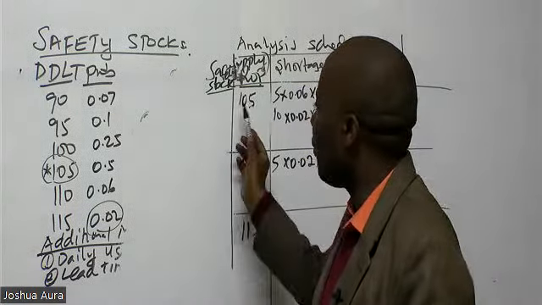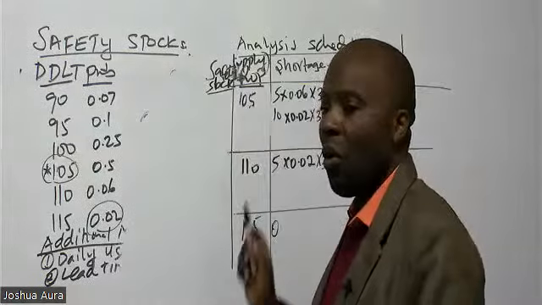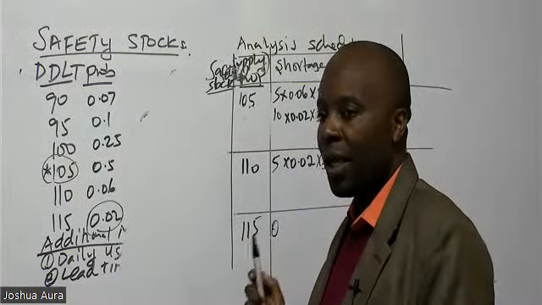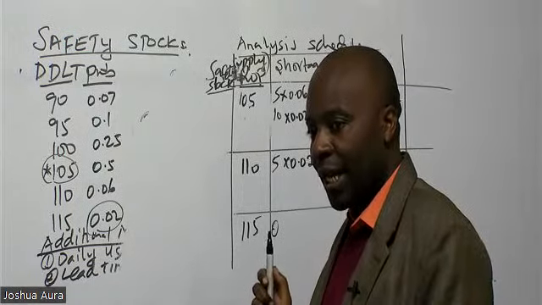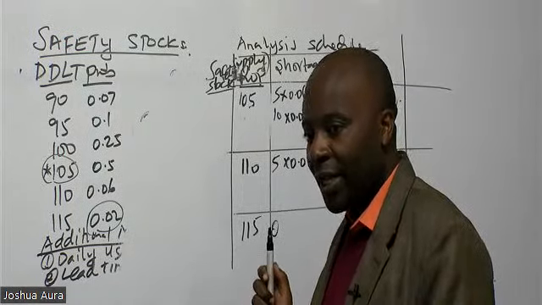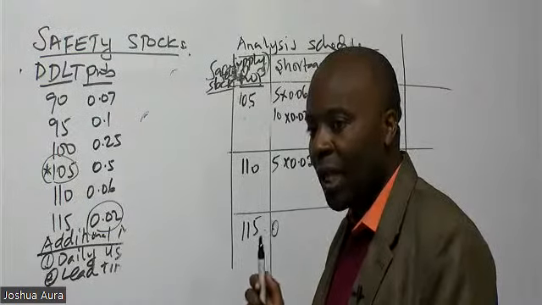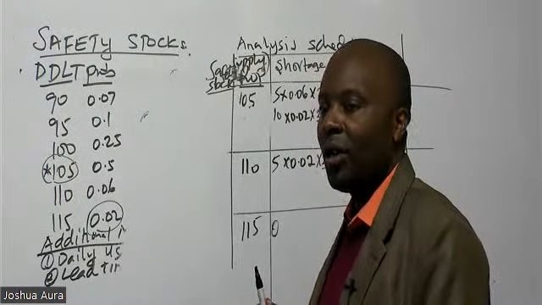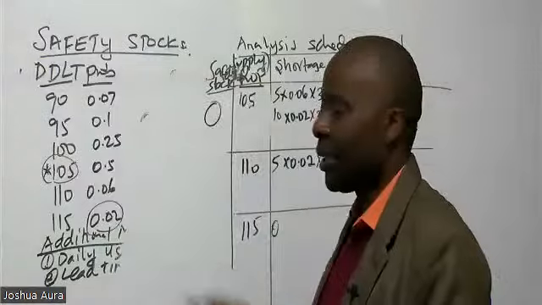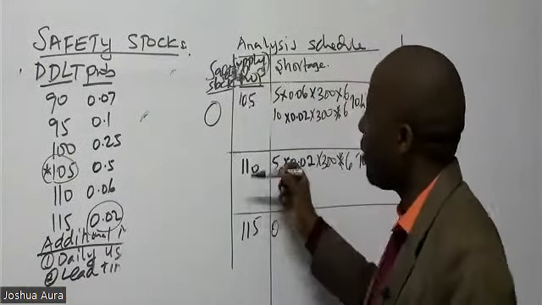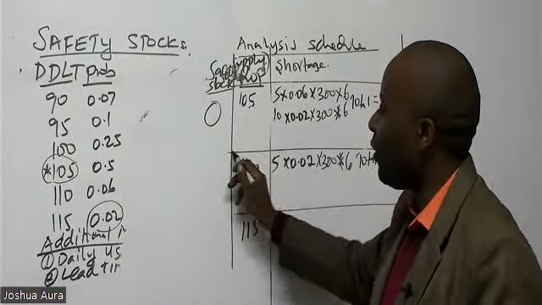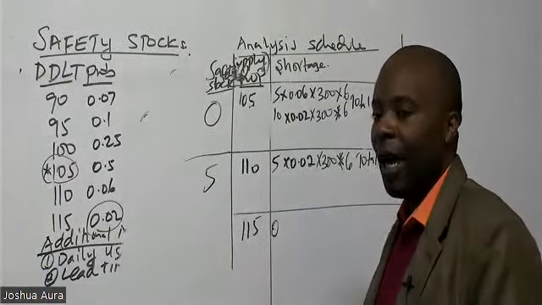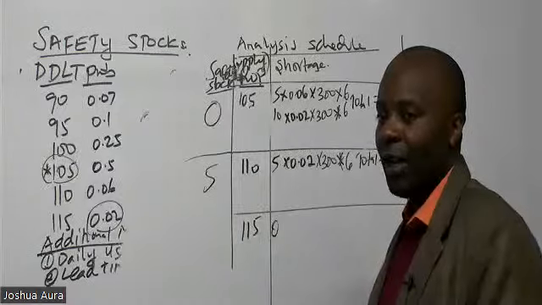Who can give me the safety stock of the first row? What is the safety stock in the current row? The current row, ladies and gentlemen, always has a 0 safety stock. You always start with 0. Then, to get the safety stock for this, you take 110 minus 105, which gives me a safety stock of 5.